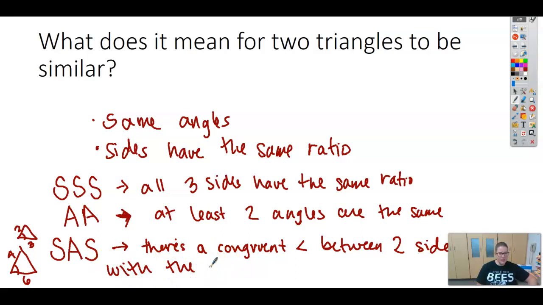So if any of these three things are true, then I'll know the triangles are similar. There's a congruent angle between two sides with the same ratio.